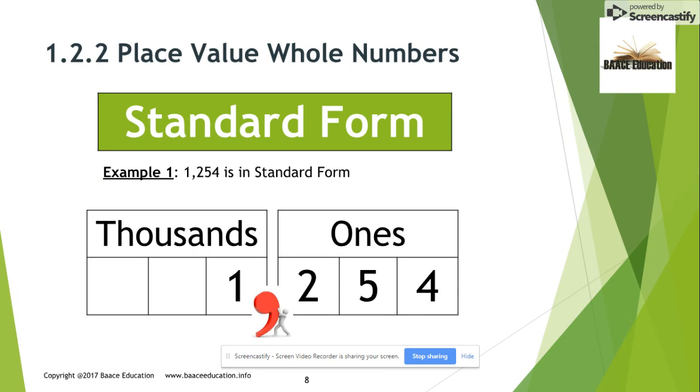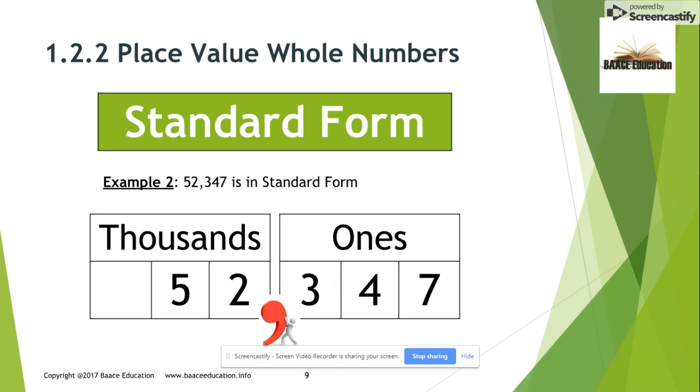For example, 1,254 in standard form can also have the following place values. The 4 is the ones place value. The 5, which becomes 50, is the tens place value. The 2, which becomes 200, is the hundreds place value, and the 1, which is 1,000, is the thousands place value. So you have 1,254.